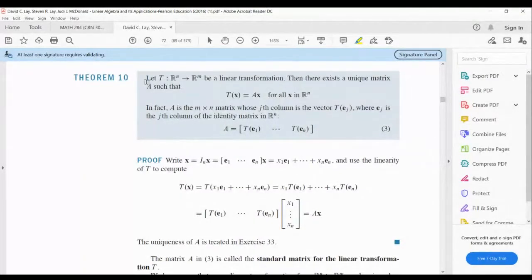Theorem 10. Theorem 10 is the key theorem for section 1.9. But it's kind of abstract now, right? It's kind of abstract. So what I want to do with this theorem is look at some examples, okay? Look at some examples, and then we'll go back to this theorem. So let me go here.